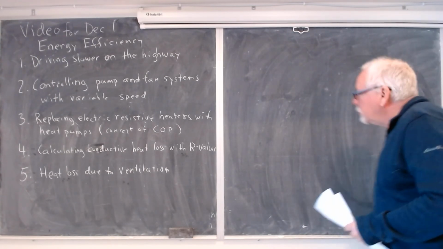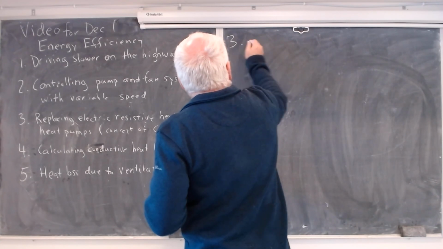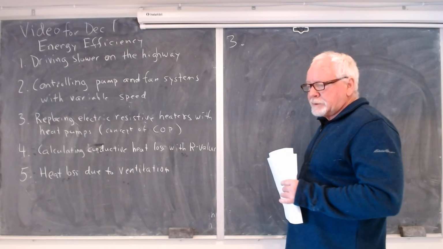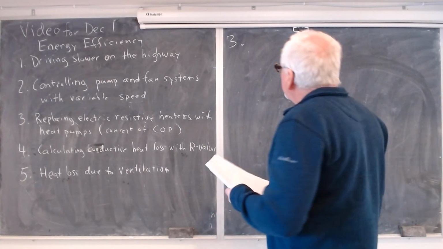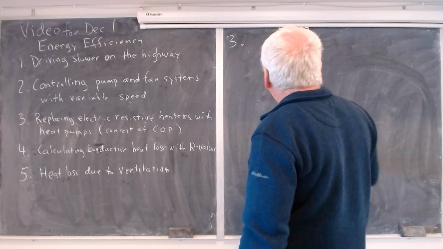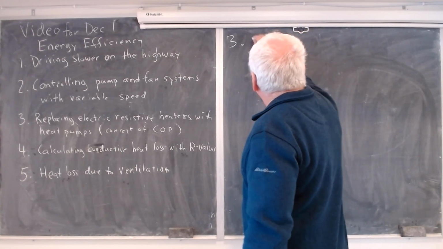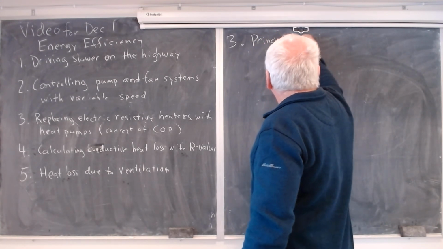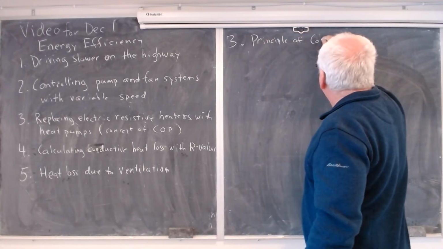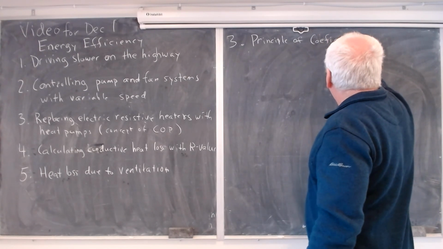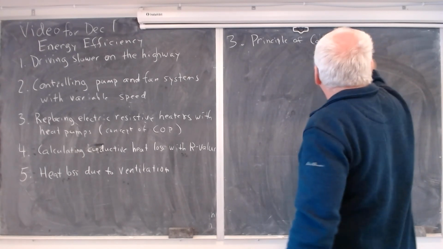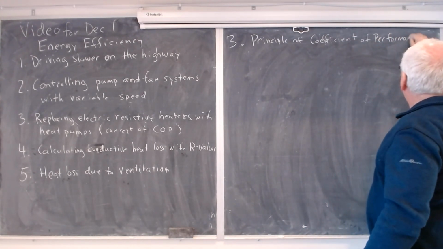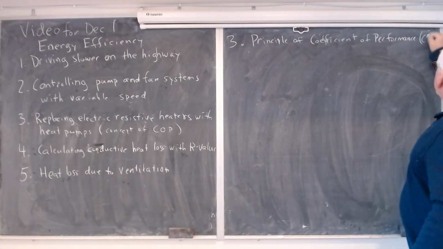All right. So number 3, okay, this is sort of closer to home now because you did your homework 9 and so learned a little bit about your heating costs at home and things like that. Now, what I want to do here is talk about the principle called coefficient of performance, usually referred to as COP.